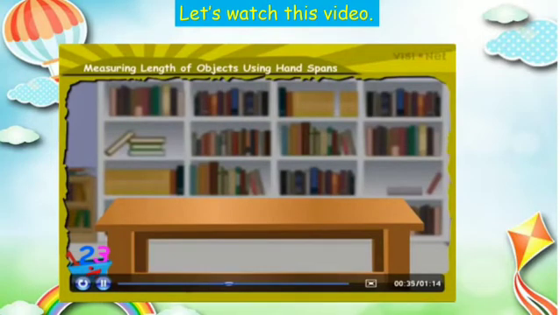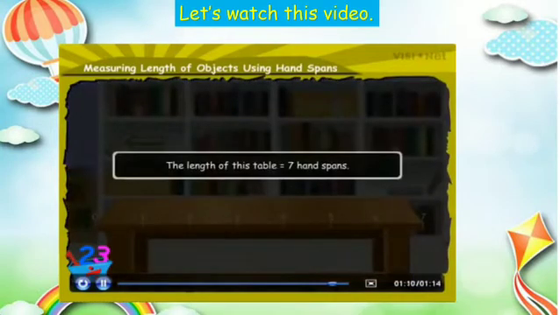First, put the thumb at the first corner, mark as point 0 of the table and stretch the fingers as much as possible, like this. Now mark this point as 1, like this. Now stretch the fingers again and repeat this process until you reach the end of the table, and keep counting the number of handspans. In this case, the length of this table is 7 handspans.